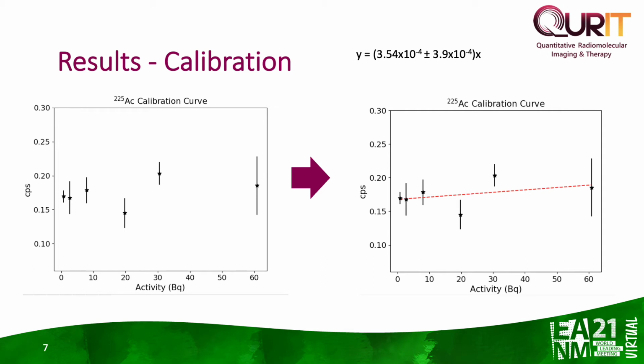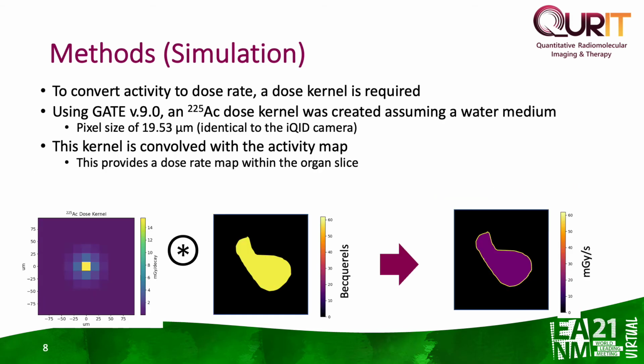And we obtained a calibration factor of 3.54 times 10 to the negative 4 counts per second per becquerel. So once we obtain an organ image, we can divide that by the scan time in seconds to get units of counts per second, and then divide that by this calibration factor to obtain an image in becquerels. So that is how we can obtain an activity distribution.